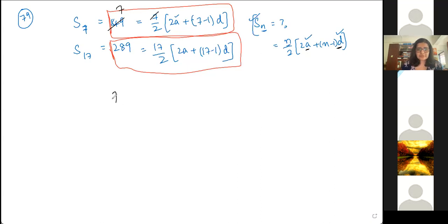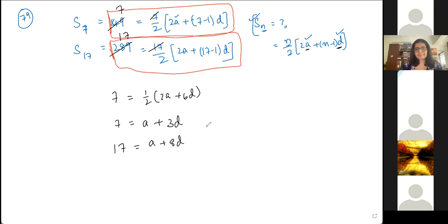So the first equation will be S7 equal to 7 by 2 into 2a plus 6d, which I can write as 7 into a plus 6 by 2, which is 3d. Now this one, change it to S17. 17 square is 289, right? 49. So 17 equal to, again, same thing, 17 into a plus 8d, 16 by 2 is this thing.